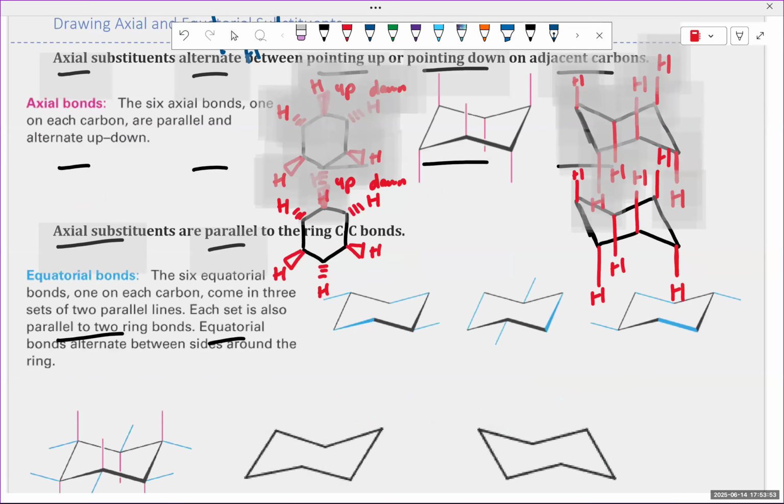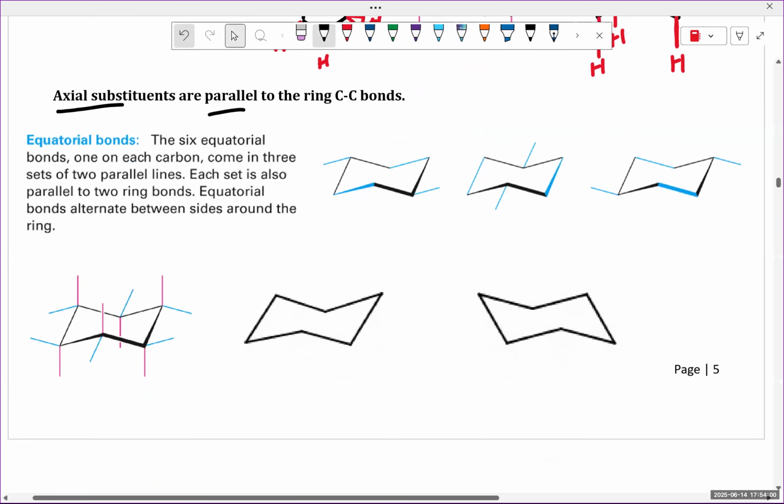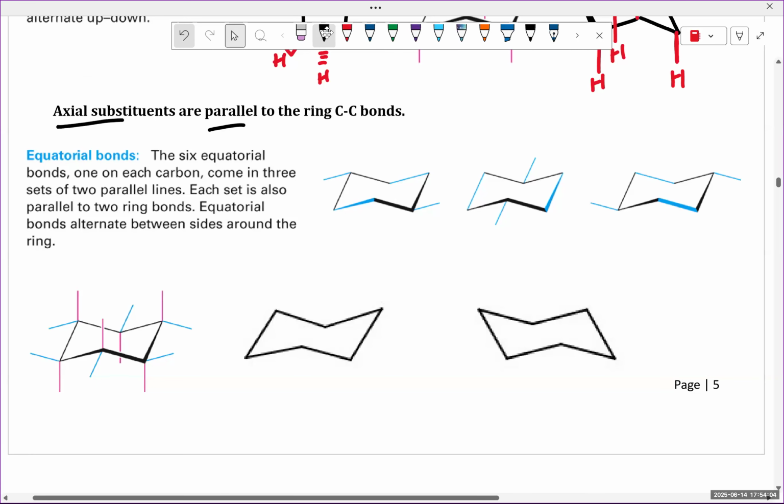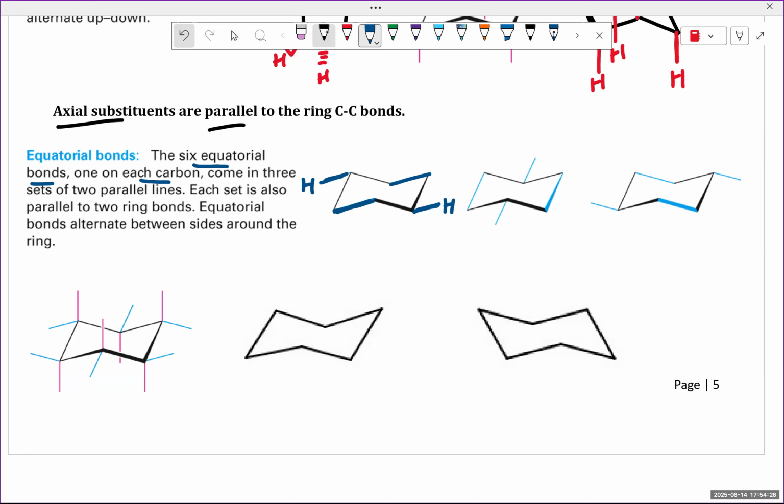Let's talk now about the equatorial substituents. For the equatorial bonds, we have 6 equatorial bonds, 1 on each carbon, and these equatorial bonds are drawn parallel to the ring carbon-carbon bonds present. So for example, if we look at this carbon-carbon bond in the ring, we have a set of equatorial bonds that are drawn parallel to those ring carbon-carbon bonds. Notice the second set of equatorial substituents. We have 2 ring bonds, and the equatorial hydrogens are drawn parallel to those ring bonds. The last set of equatorial hydrogens are parallel to the last set of in-ring bonds.